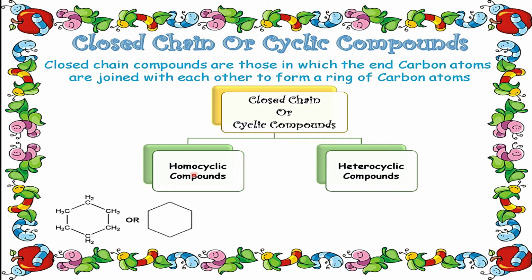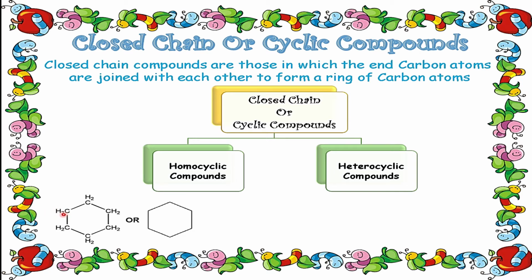Homocyclic compounds, as its name indicates, homo means same. So they are made up of same elements. The cycle or ring is made up of same elements, that is carbon. Every member of this cycle you can see is carbon only. Hydrogens are attached outside the cycle or with each carbon.